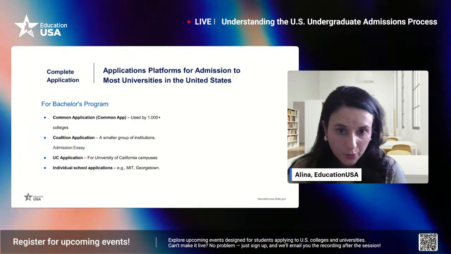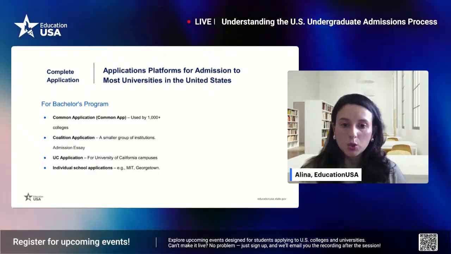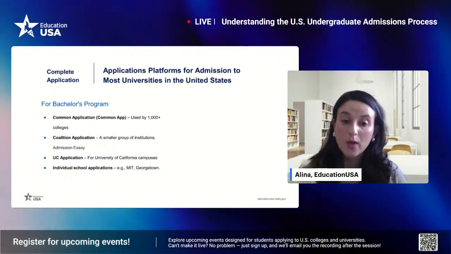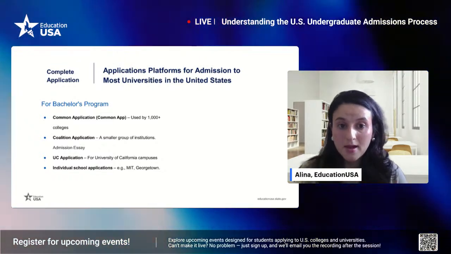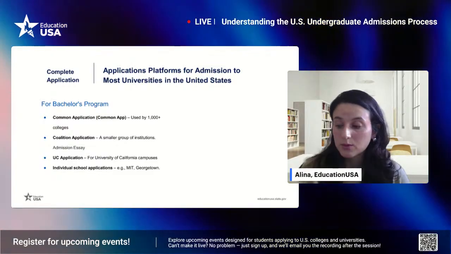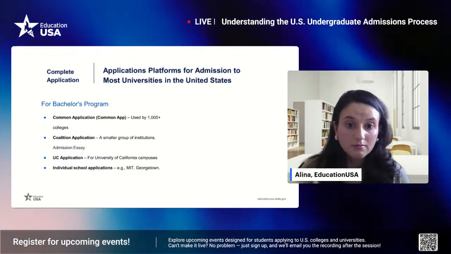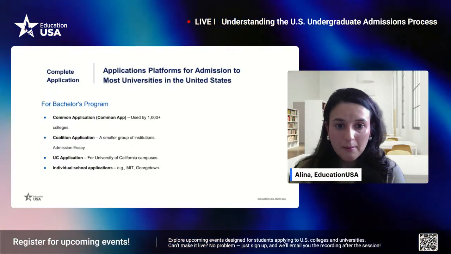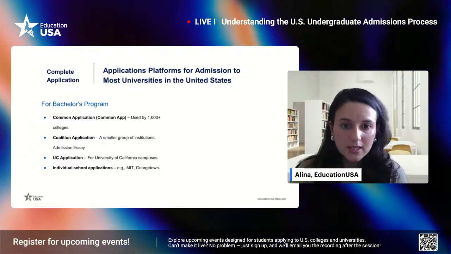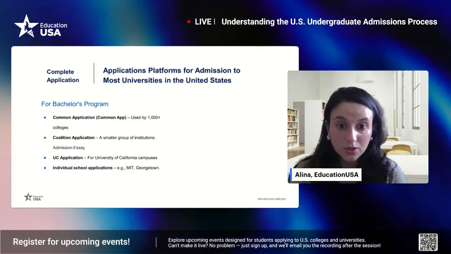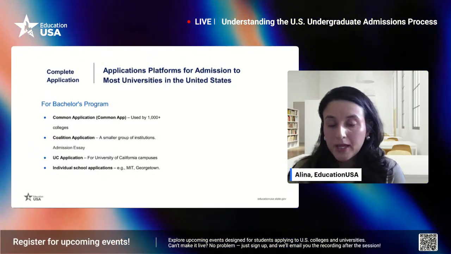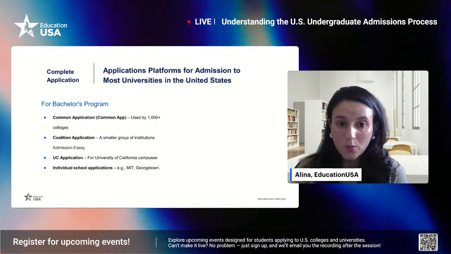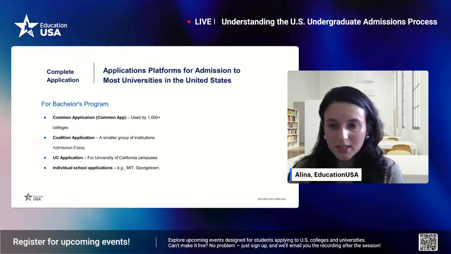And also for bachelor programs, there are different platforms that you can use to apply. One of the most popular ones is Common App. And we have a webinar that we conducted in May with someone representing Common App. So you can go on our YouTube channel and find that webinar. You will see all the most recent details that you need to know when applying through Common App. Common App is one of the most popular. It's used by more than 1,000 colleges and universities in the US.